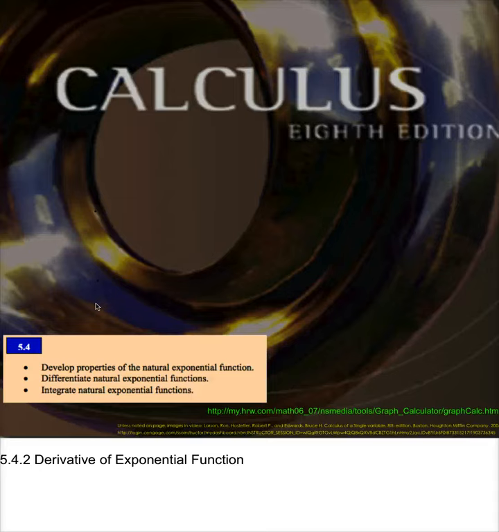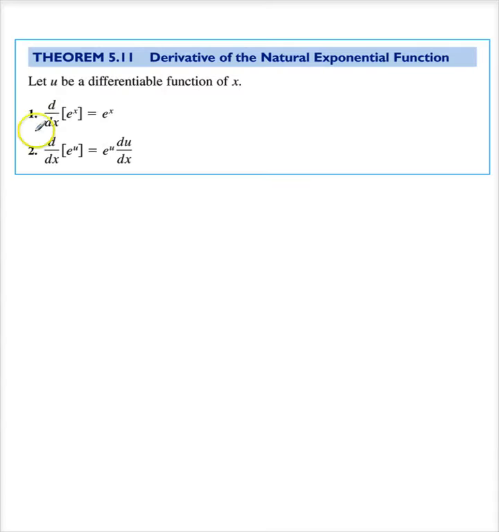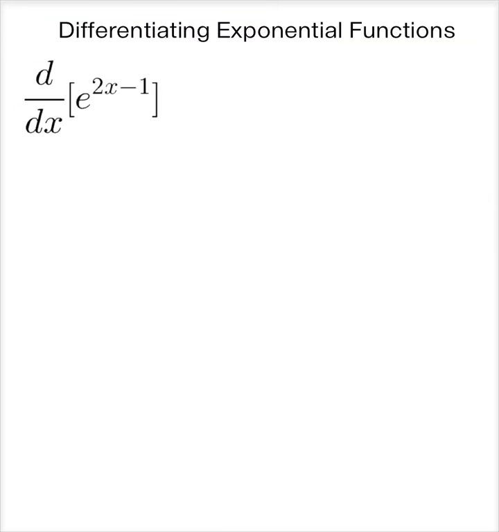The derivative of the natural exponential function is quite straightforward. d/dx of e^x is e^x. What this means is the slope of the exponential function at any point is equal to the value of the function at that point. Now, d/dx of e^u is e^u times du/dx.